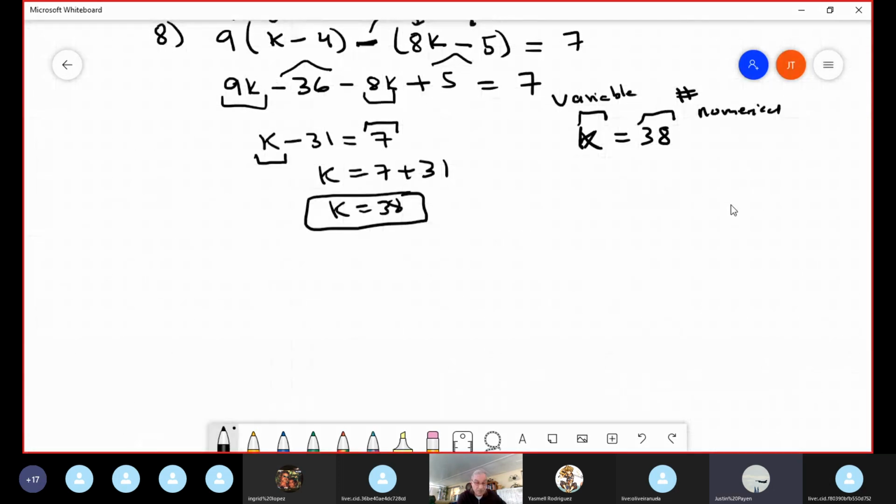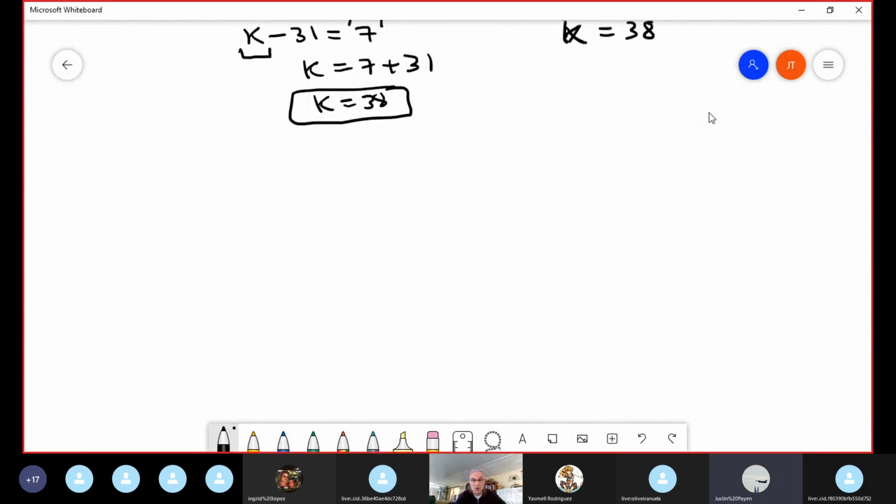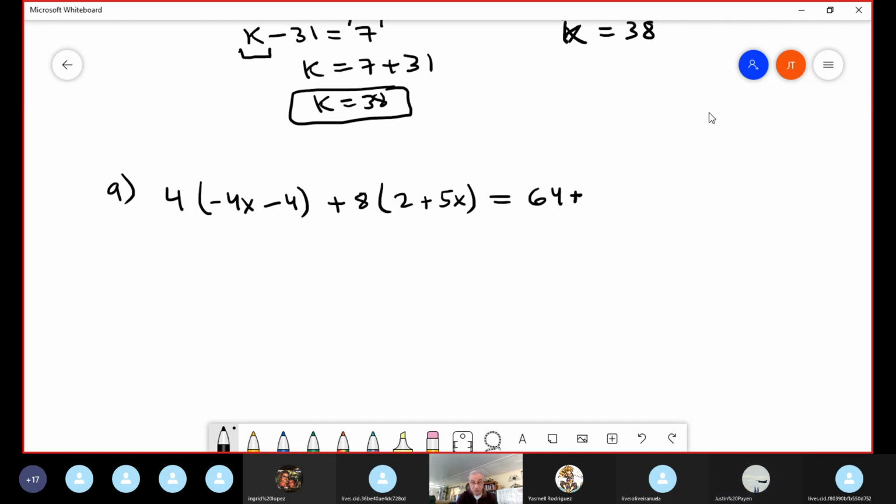Let's do number 9. Number 9 looks horrible. It's too long, but it's no big deal. Si you are doing it step by step, you have no problem. So, 4 parentheses negative 4x minus 4 plus parentheses 2 plus 5x close the parentheses equals 64 plus 25x. I don't know why they put parentheses here. Okay, to confuse us maybe.